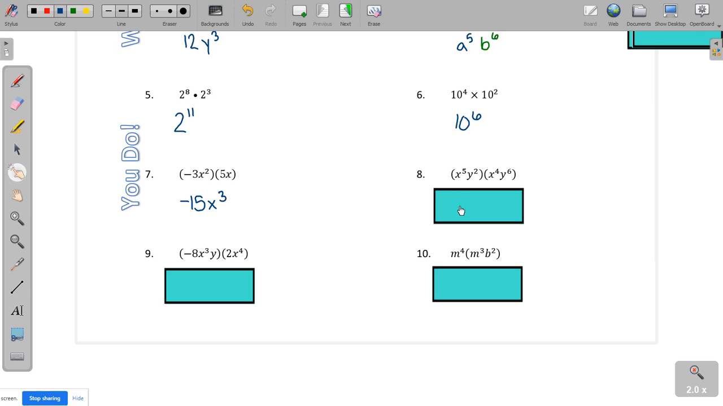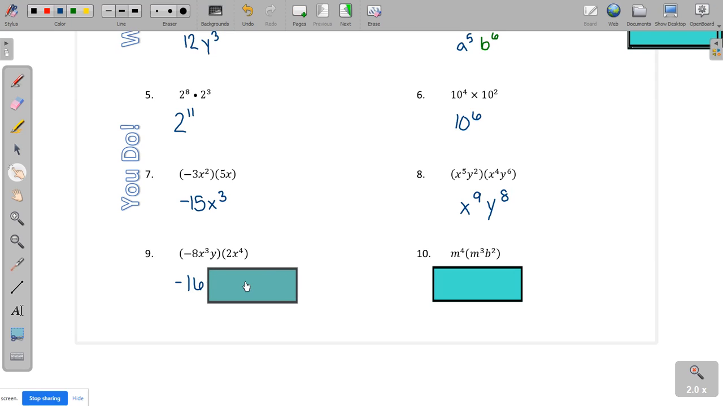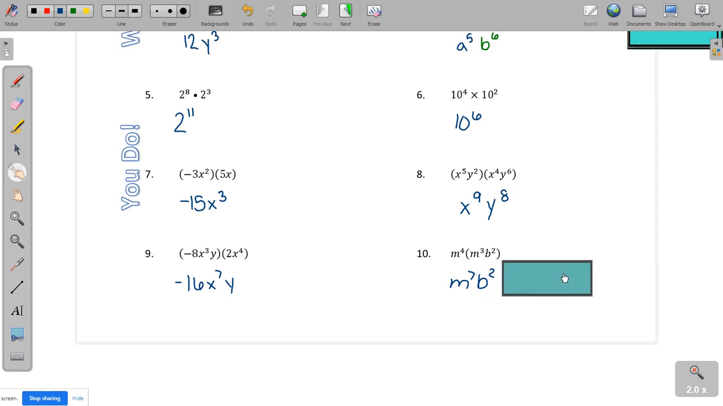Number 8, combine your x's. We get x to the 9th. Combine your y's, and we get y to the 8th. Number 9, let's multiply our coefficients. Negative 8 times 2 is negative 16. Combine the x's. X to the third times x to the fourth is x to the seventh. And we still have y. And then the last one here, combine our m's. So we have m to the seventh and bring down our b squared.